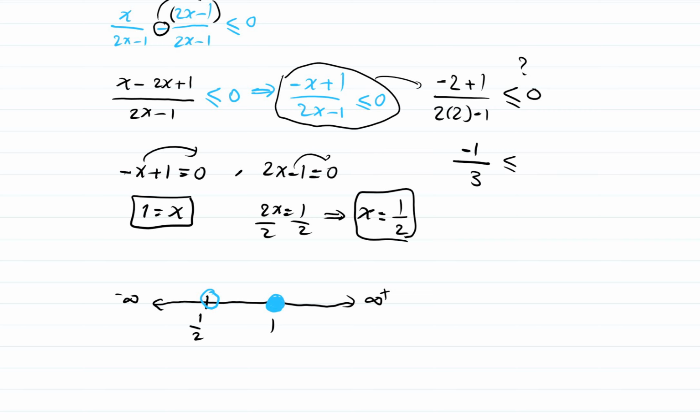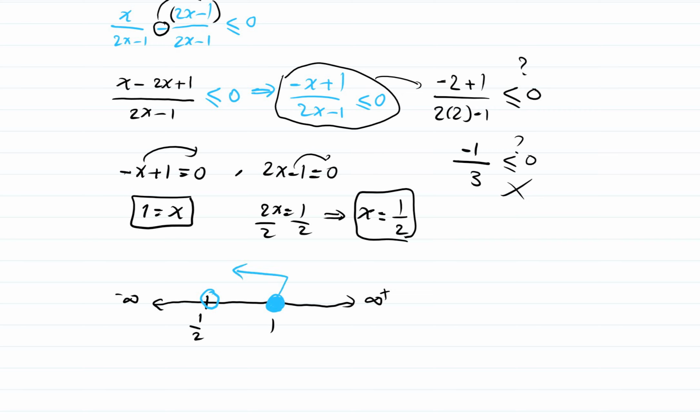Is negative 1 over 3 less than 0? Of course no, not less than 0, right? Negative 1 over 3 is not less than 0. That's why we will go to the other direction.